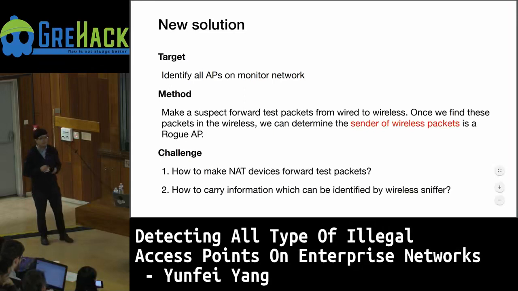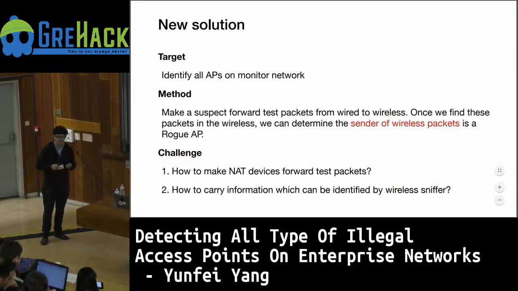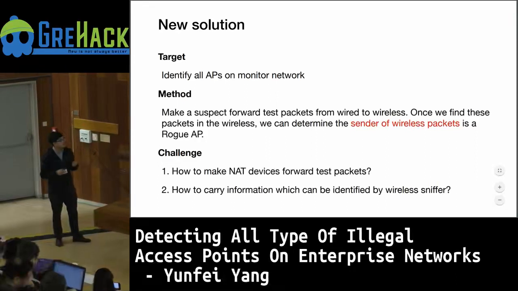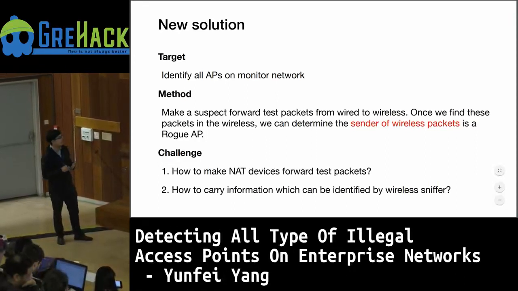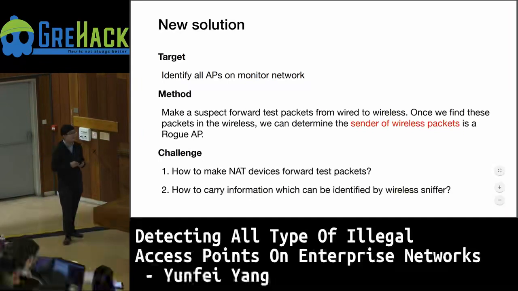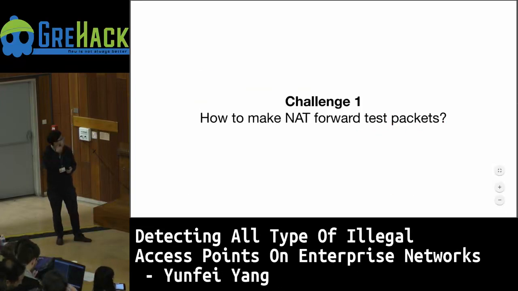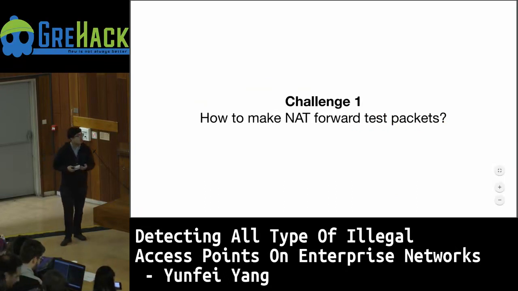If I choose to use this method, there are two challenges. First, how to make the NAT device forward my test packets into the NAT network. The NAT network is very different, and it's very difficult to forward my test packets. Second, how to carry information which can be identified by my wireless sniffer. Let's look at the first challenge: how to make NAT forward my test packets.